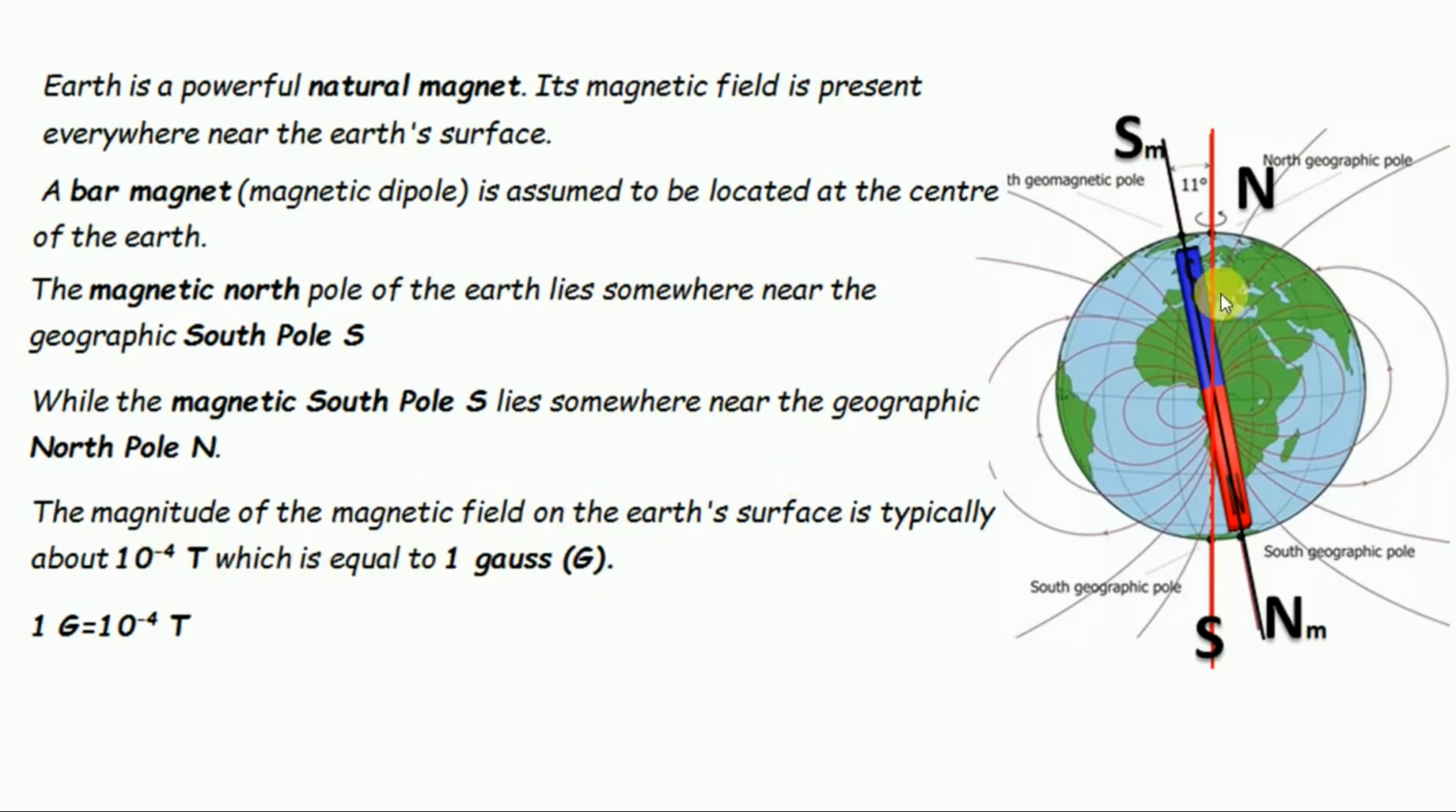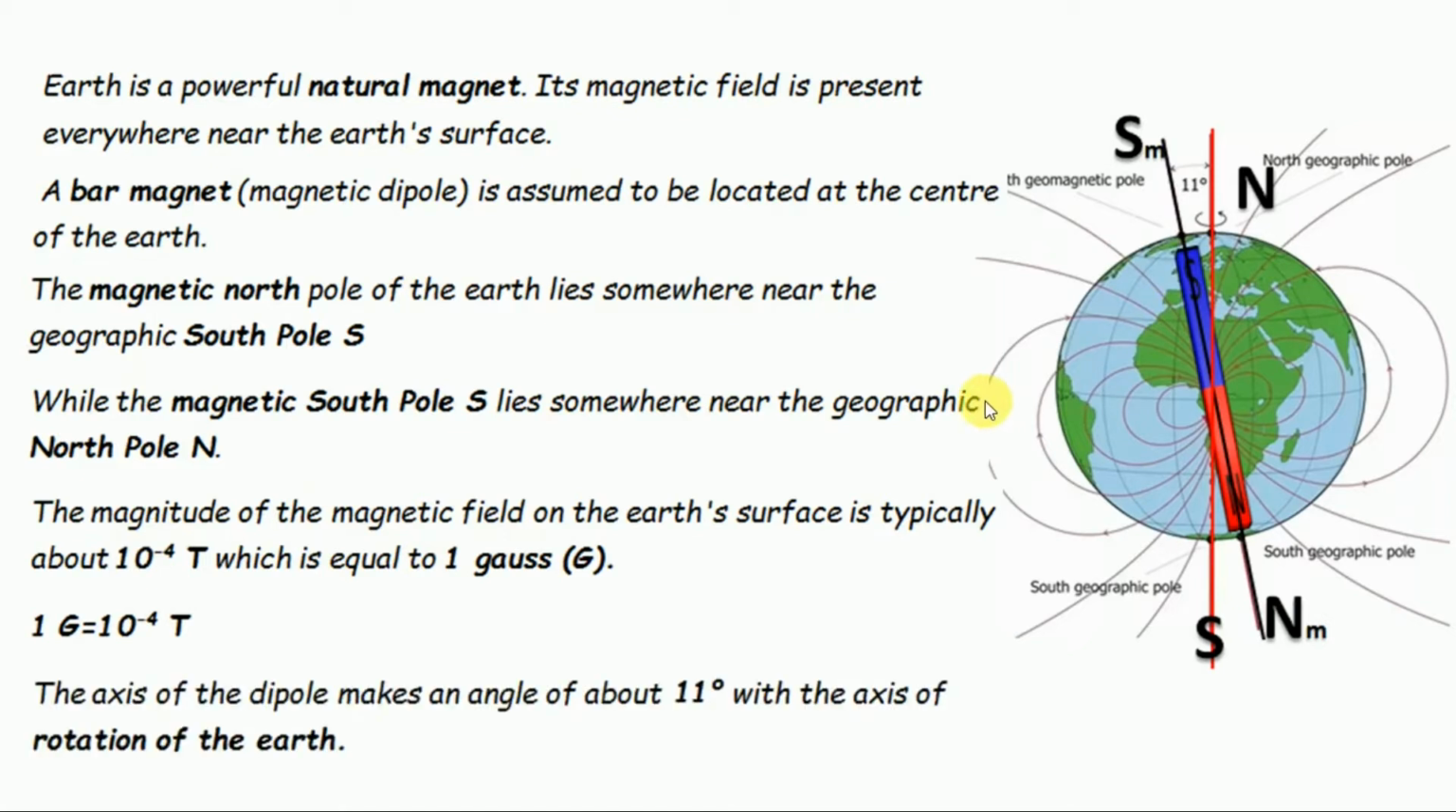Tesla is the unit of magnetic field, and 10 to the power minus 4 Tesla is equal to 1 Gauss. So we can say the magnetic field of the earth is 1 Gauss. And the axis of the dipole, this is the axis of the dipole, makes an angle of 11 degrees with the axis of rotation. So the magnetic axis and the axis of rotation are not the same.